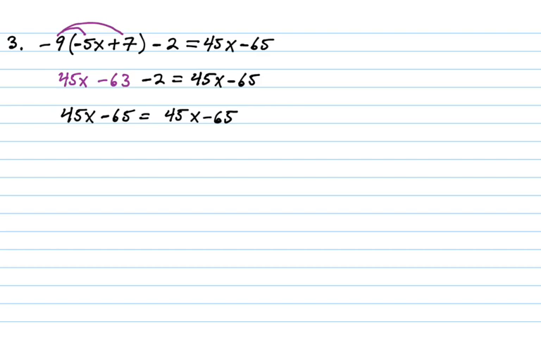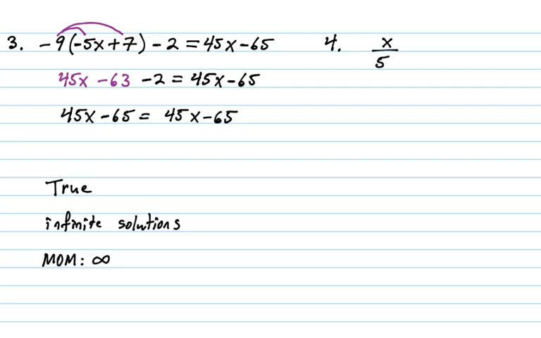However, if you want to continue, you would subtract 45x from both sides, and you get negative 65 equals negative 65. So you can keep going. So we have a true statement. We have the same thing on both sides of the equation. So we say this is true. And then what we've said in the past is I think we've said this is an infinite solution. It's the set of all real numbers is the solution here. Okay. And then for MyOpenMath, we are going to say infinity is how they ended up phrasing that, just to input it into MyOpenMath.